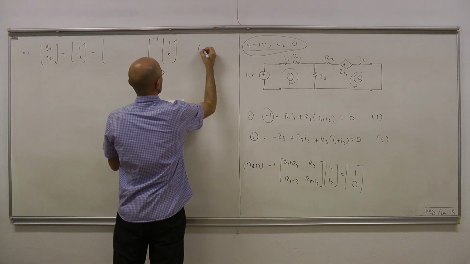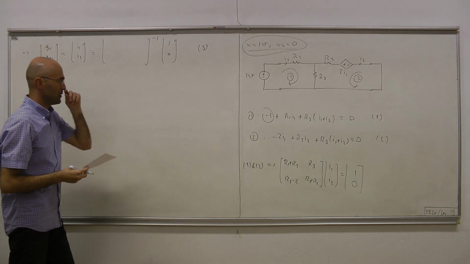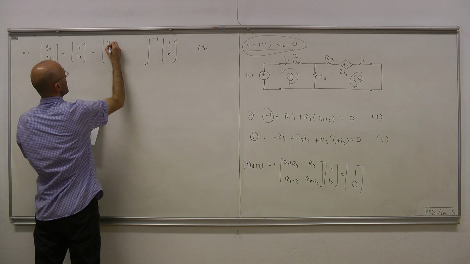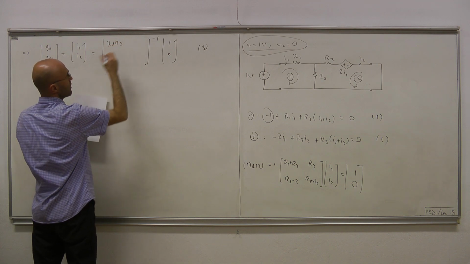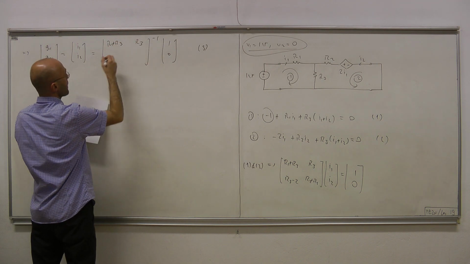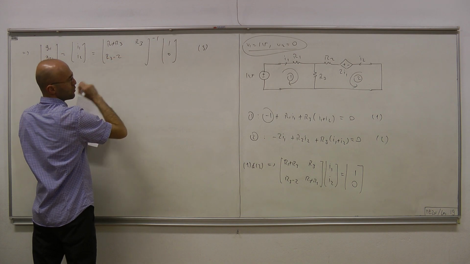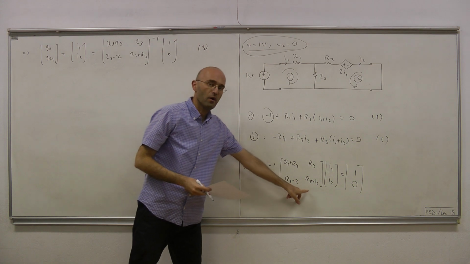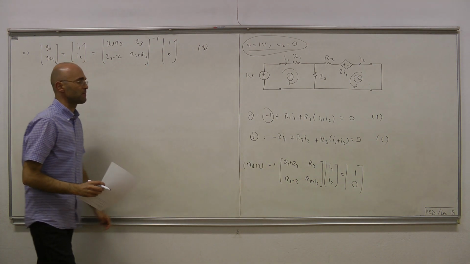So let's call this equation 3. That matrix is R1 plus R3, R3 minus 2, and R2 plus R3. Note that this matrix is no other than the resistance matrix.